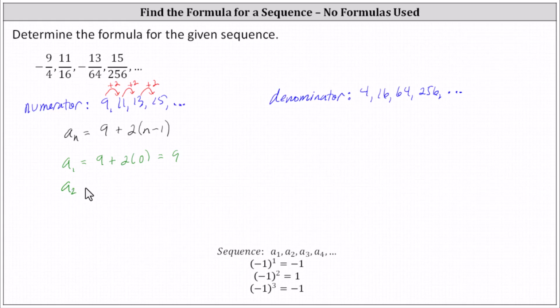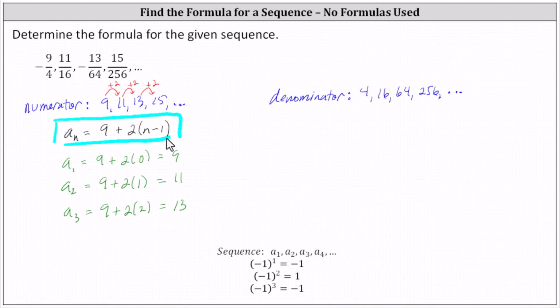Let's check a sub 2. A sub 2 is equal to 9 plus 2 times the quantity 2 minus 1, or 1. This should make sense. To get the second term, we take 9 and add 2 once, which does give us 11. Let's check a sub 3. A sub 3 is equal to 9 plus 2 times the quantity 3 minus 1, or 2. To get the third term in the sequence, which is 13, we start with 9 and add 2 twice, or add 2 times 2, which does give us 13. So now we have the correct formula for the numerator, again, not using the alternating signs.